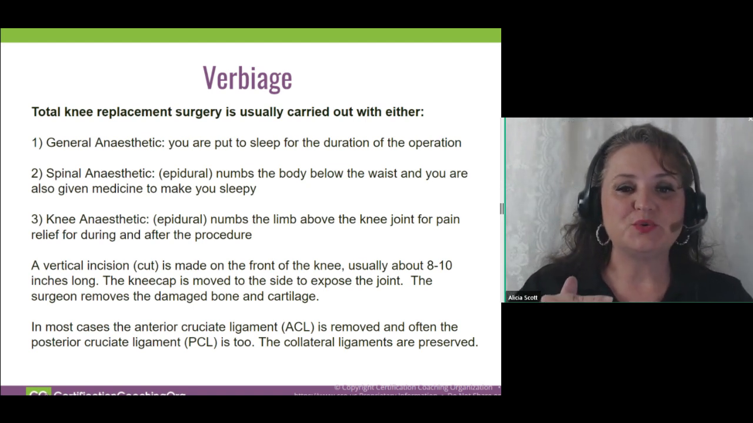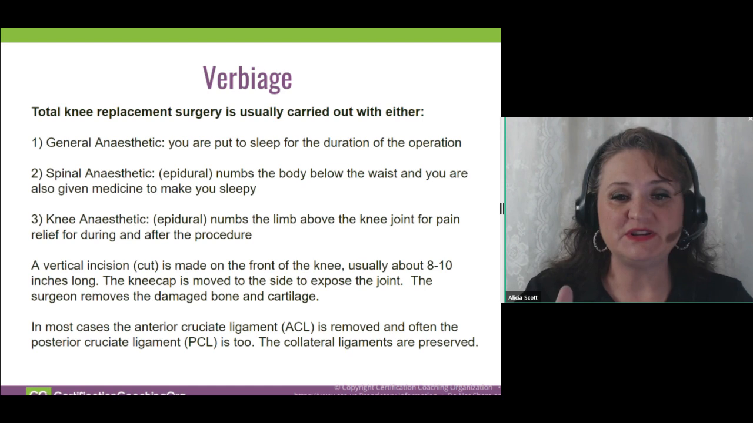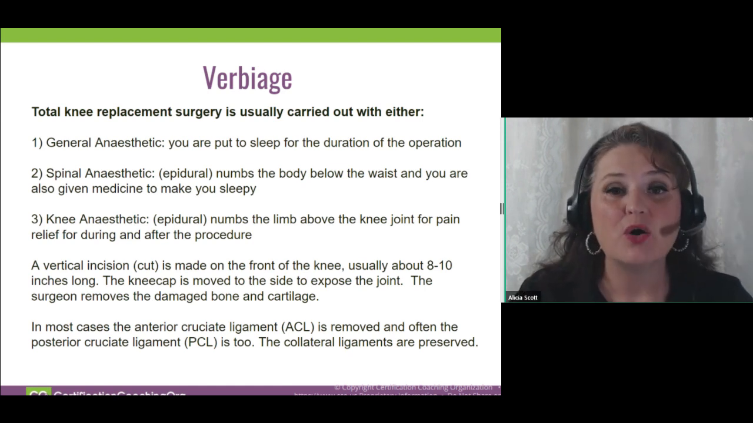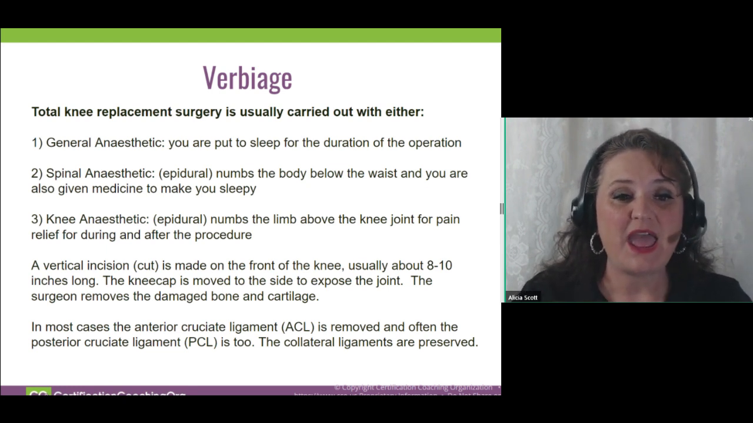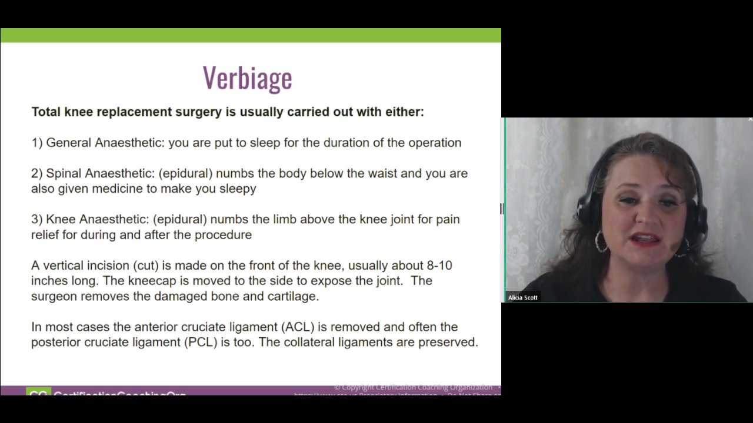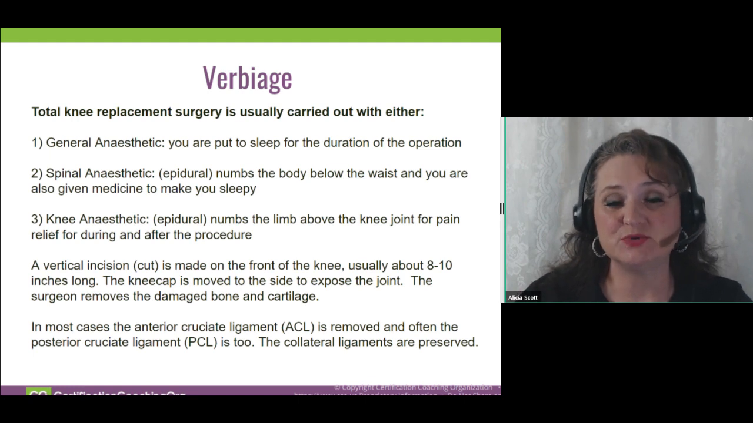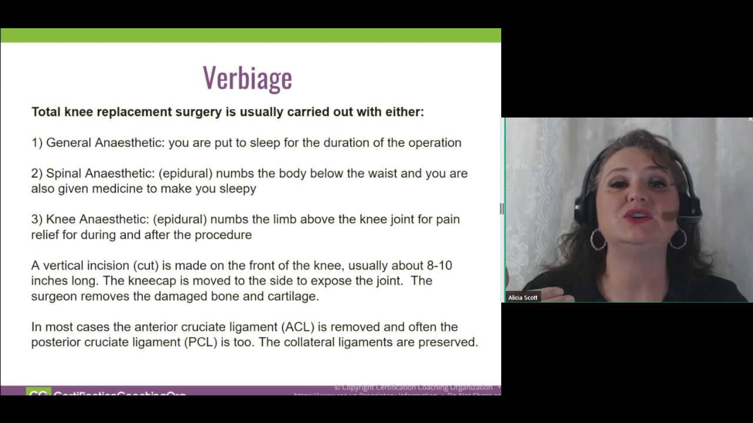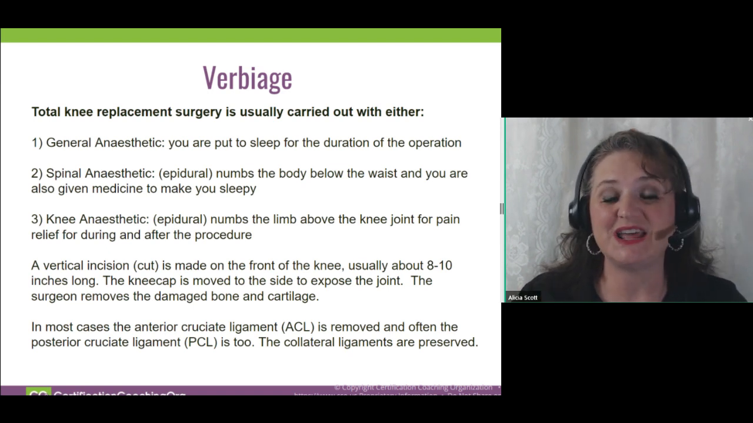It was pretty interesting. So they do a vertical cut. The verbiage that you see here is typical because you have to explain what you're doing step by step, and it's usually 8 to 10 inches long. They'll talk about that. They move the kneecap off to the side, so the patella is moved off to the side, and then they remove the damaged bone and cartilage, and they'll explain the equipment that they use and how much is taken and measurements that are taken and so on and so forth.